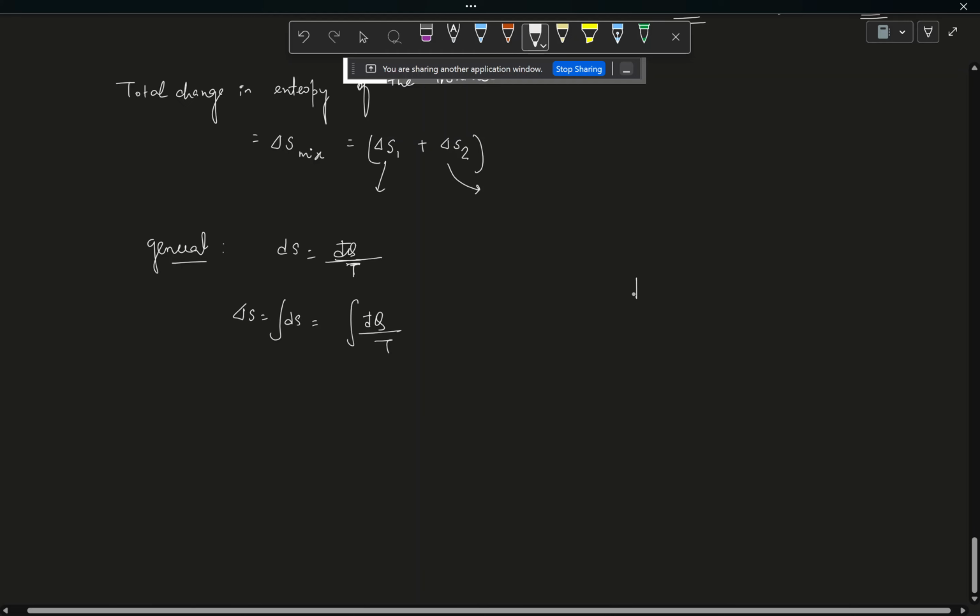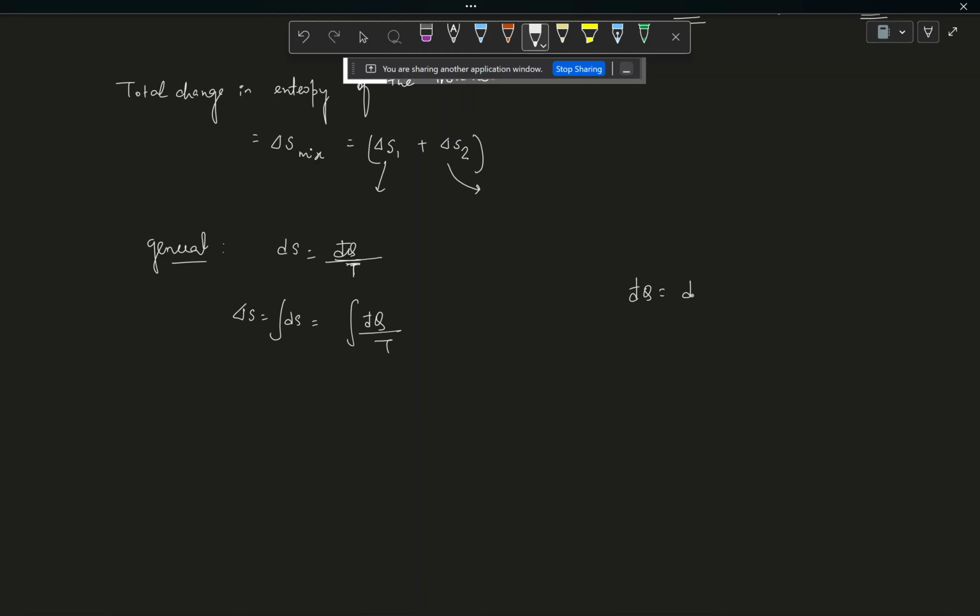Now you know that dq, from the first law of thermodynamics, is dU plus dW. So this is the first law of thermodynamics. Now you know that U, the internal energy, is a function of temperature, and it is a state function.